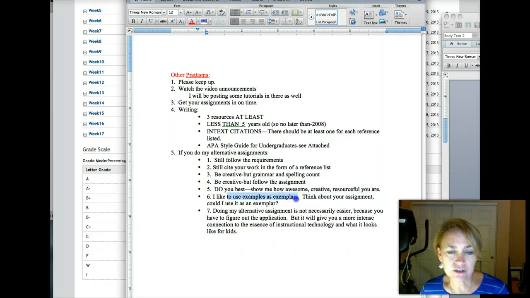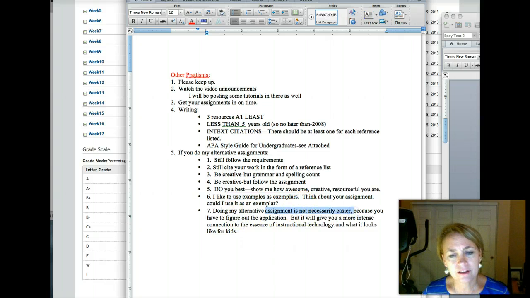I really like to use some past assignments, alternative assignments, as exemplars. So if you think about when you're creating your assignment, is it good enough? Is it one that you would be proud of me using as an exemplar? I want you to be proud of your work. Don't just throw it together because you think it's easy, which is my number 7.